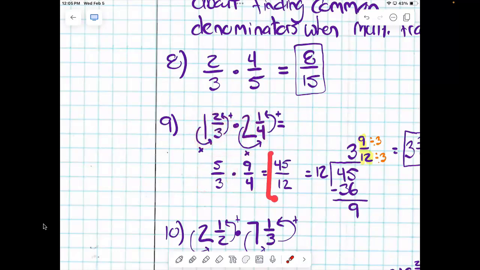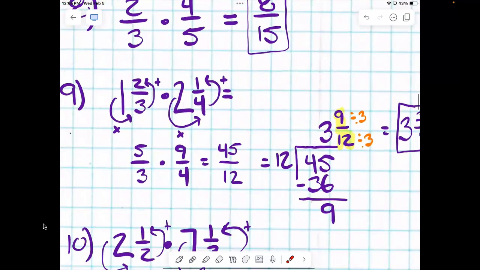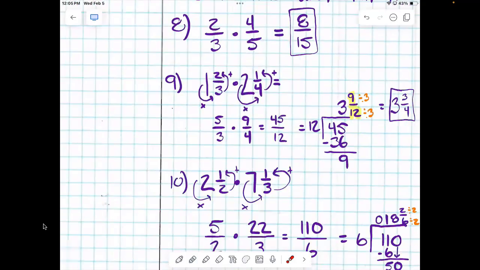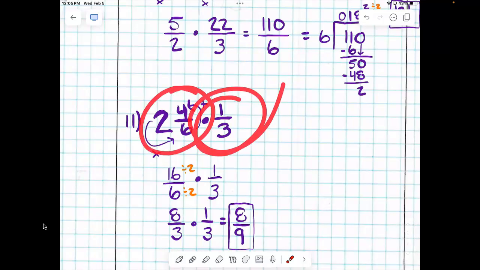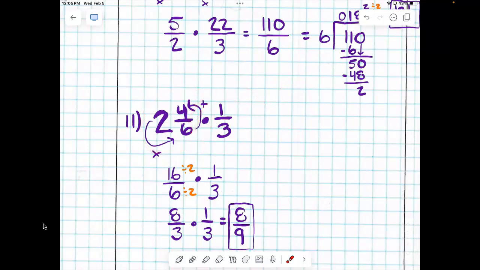If our answer turns out to be an improper fraction, can that be our final? No. We need to convert it back into a what? Mixed number. Sometimes you only have one improper fraction, and the other fraction is already good to go, yes? Yes. Last thing.